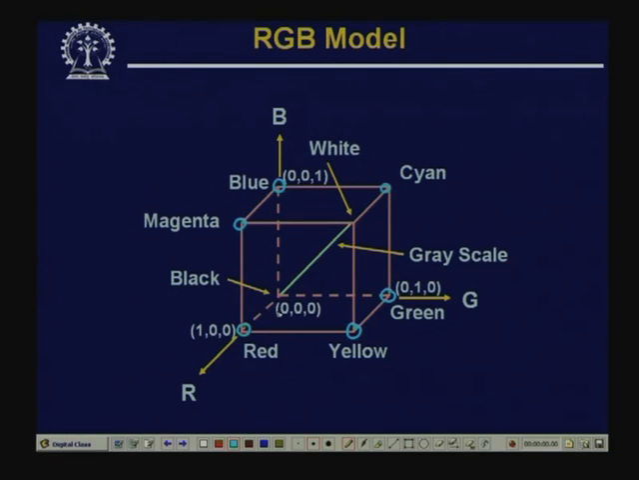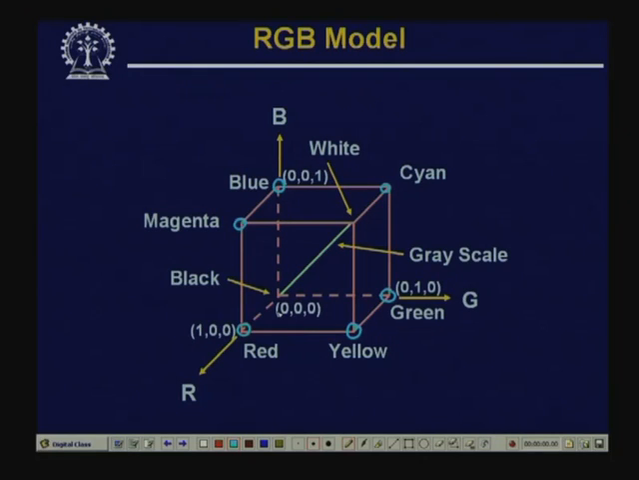Now, here let me mention that this model which is represented is in the normalized form, that is, all the three color components, red, green and blue, vary within the range 0 to 1. So, all these color components are represented in a normalized form. Similarly, the cyan, magenta and yellow are also represented in normalized form. Now, the origin of this color model, that is at location 0, 0, 0, represents black, and the furthest vertex, that is 1, 1, 1, represents white.